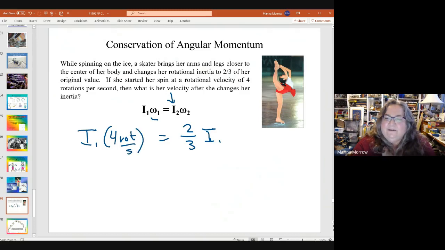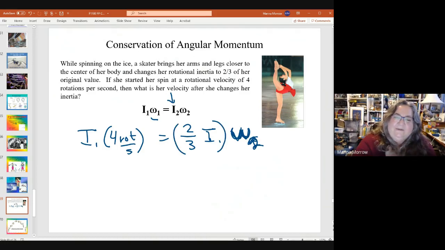So our question is, what is her new velocity going to be, or rotational? I should make that a better omega. Okay, so that's what we're trying to find. What is her final rotation? I guess I should call it omega 2.